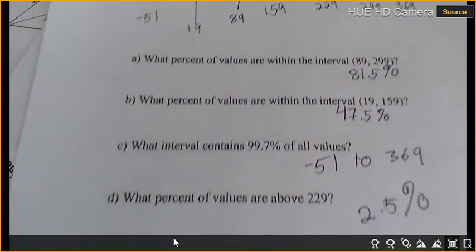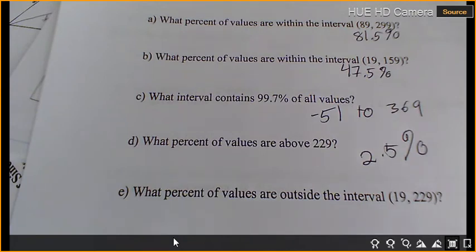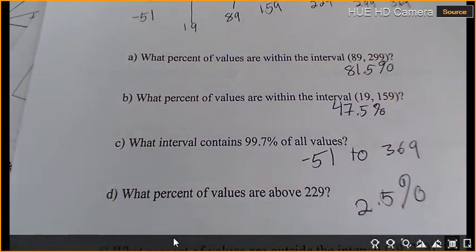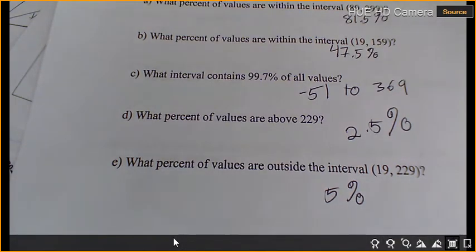Okay, now this is a harder question. What percentage of values are outside the interval 19 to 299? So I don't want anything in between. I want everything on the outside. Good, which gives us? I'm hearing a lot of people say it. What did we end up getting? 5%.